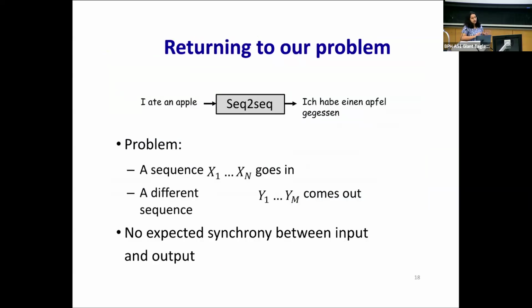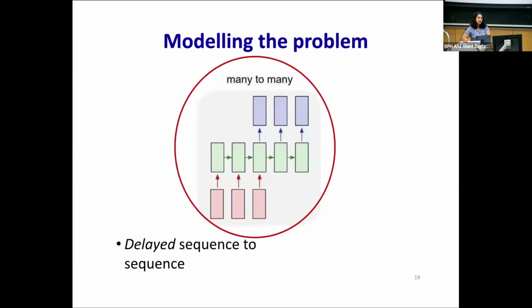Now coming back to our problem, now that we've seen the model in general and the data in general, let's get into depth on the problem. As I mentioned before, with "I ate an apple", once you put it through a sequence to sequence model, the order of the word "ate" is different. So there's a problem of order synchronicity here. A sequence goes in, but a different sequence comes out. So how do we deal with it?